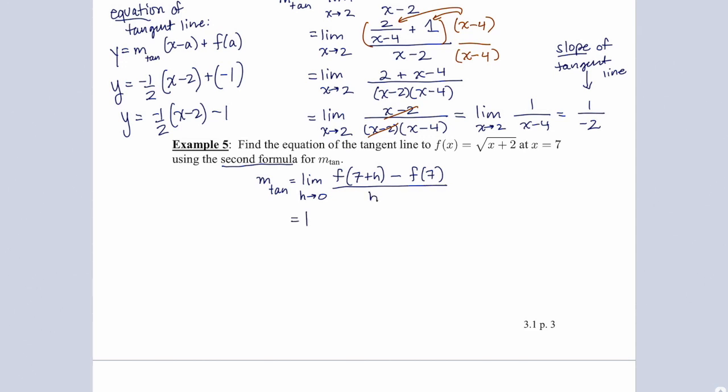So I'll have the limit as h goes to 0, square root of 7 plus h plus 2, minus f of 7, which would be the square root of 9, so minus 3, divided by h.